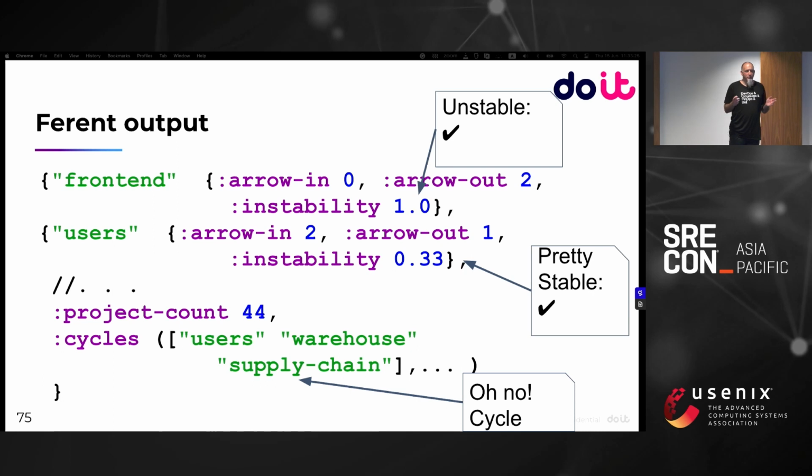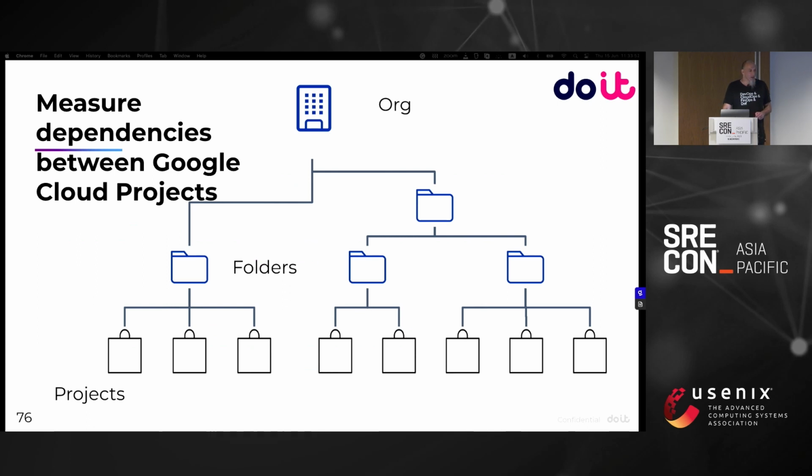So it's measuring the dependencies between Google Cloud projects. In a minute, I'll tell you how it does that. This is the output. It ran over 44 projects. I actually tested it in our systems at DoiT. We have thousands of projects, but, oh no, there's a cycle. That's not good. One project depends on another, which depends on the first one. You as an architect want to know that. And it's measuring specifically Google Cloud projects, not AWS accounts. That's another tool if somebody wants to write it.